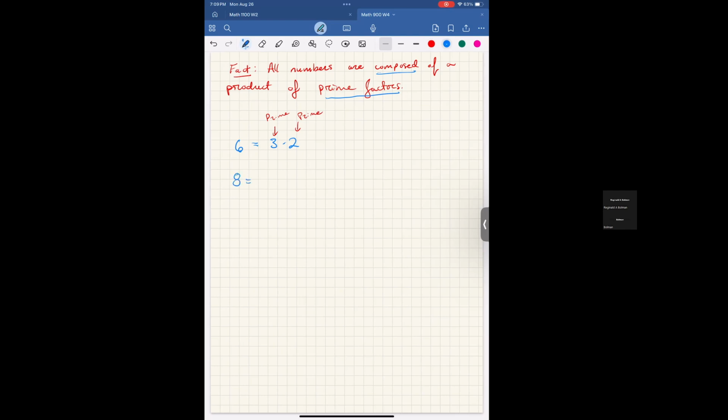If we look at the number 8, 8 is the same thing as 4 times 2. And of course, 4 is the same thing as 2 times 2. So here we are. Here are some prime factors.